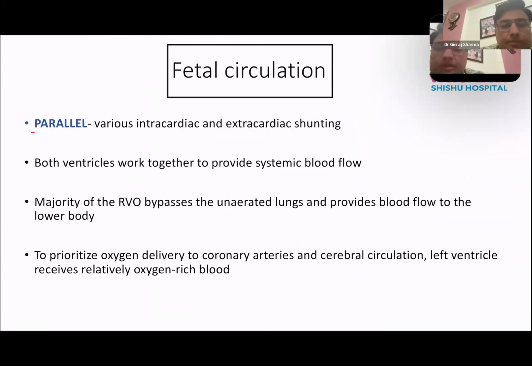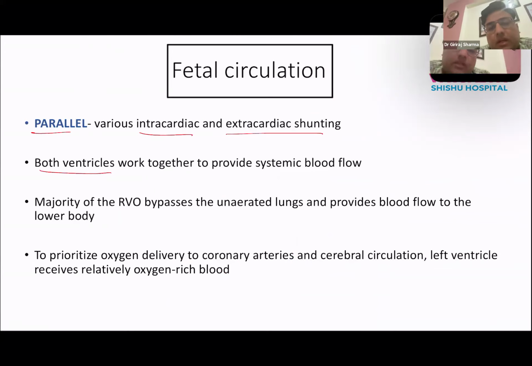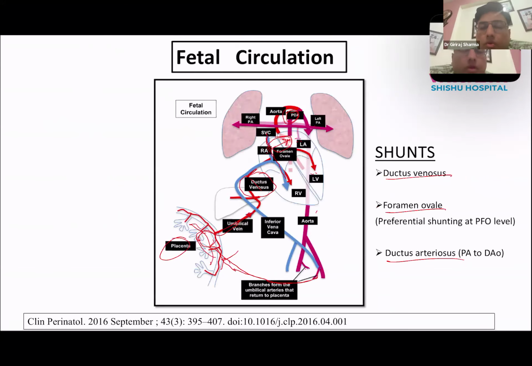So fetal circulation is a parallel circulation where some intracardiac and extracardiac shunting is there. Their mixing is happening, and both ventricles are working together to provide systemic circulation. Because pulmonary circulation is not there, both ventricles are supplying the systemic circulation. The right ventricle is supplying the systemic circulation through the PDA. The left ventricle also is supplying the systemic circulation.